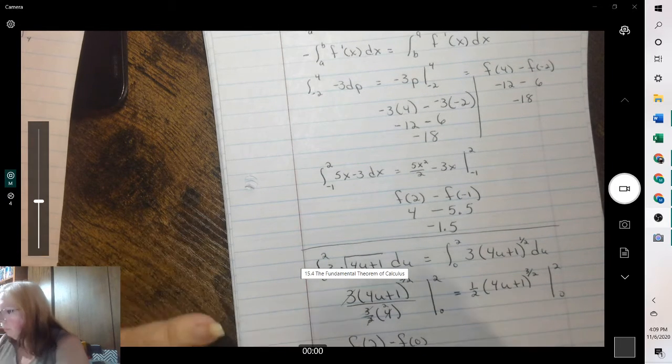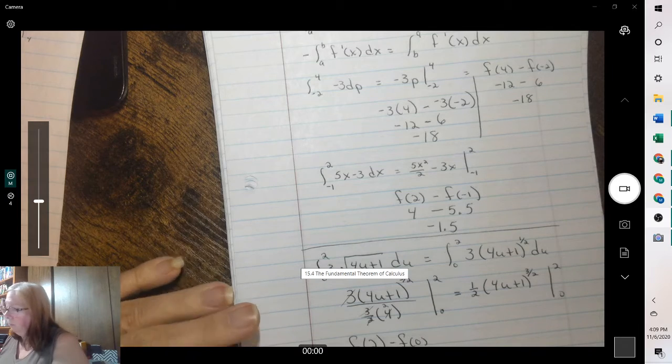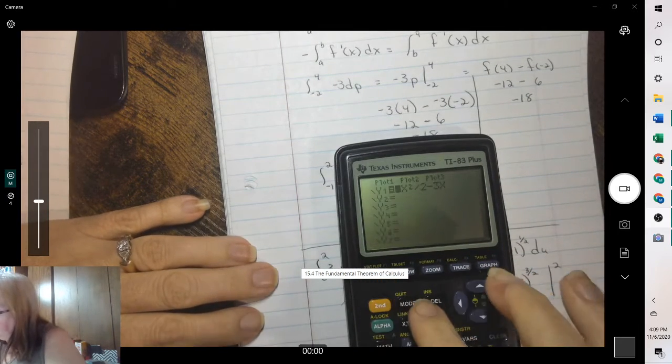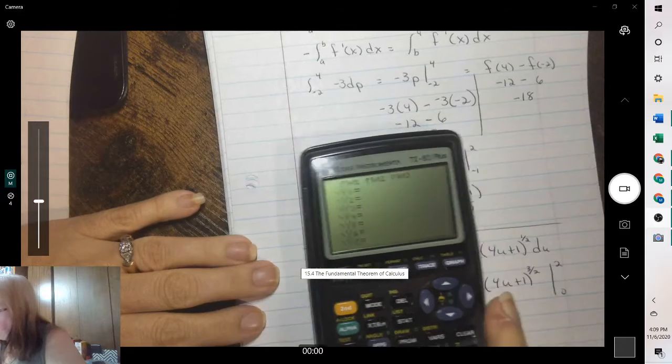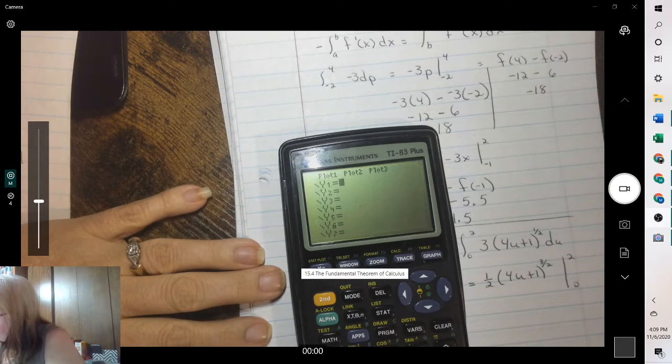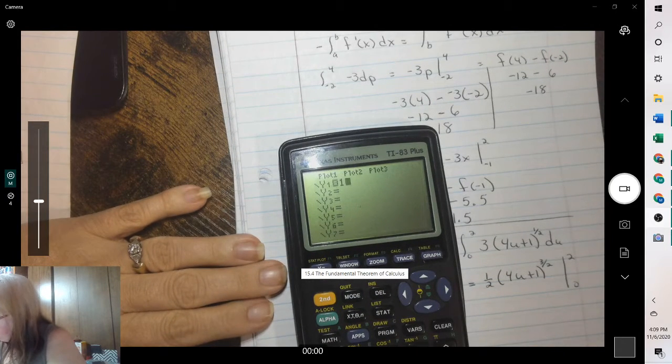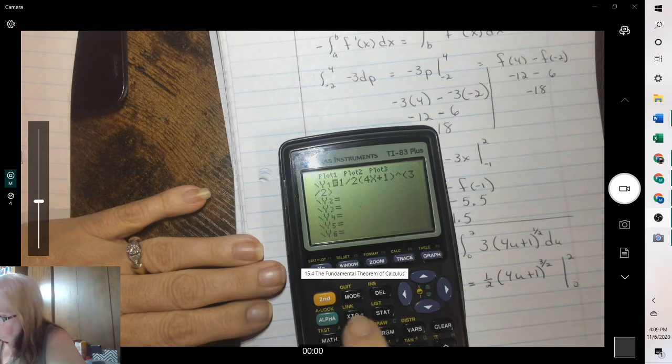And you want to be careful, 0 is not always 0. So I have to plug it in. When we plug it in, we have 1/2 times 4x plus 1. Close the parenthesis to the 3/2. Notice I put the fraction in parentheses. I think that's everything.